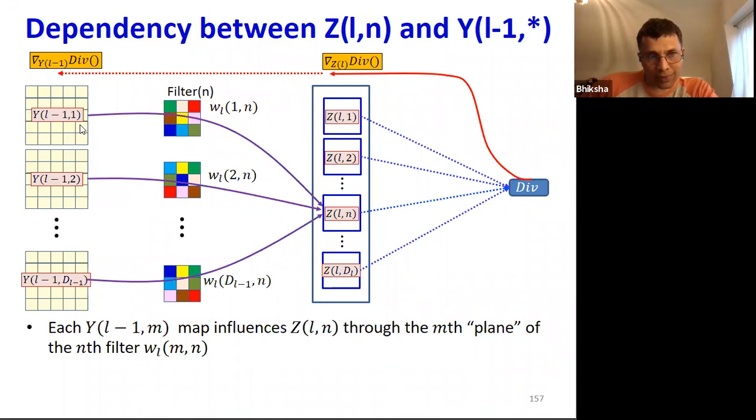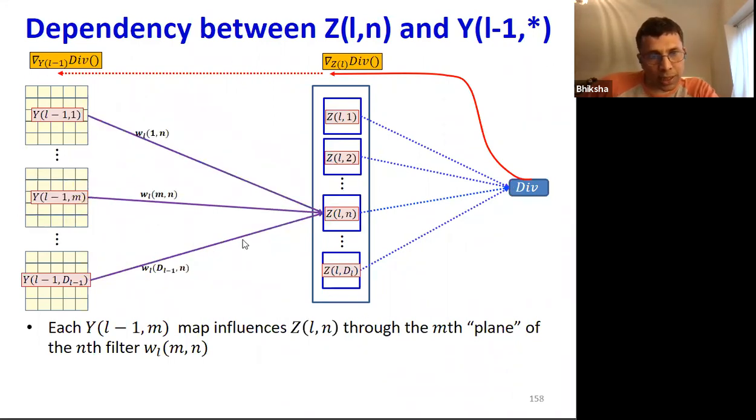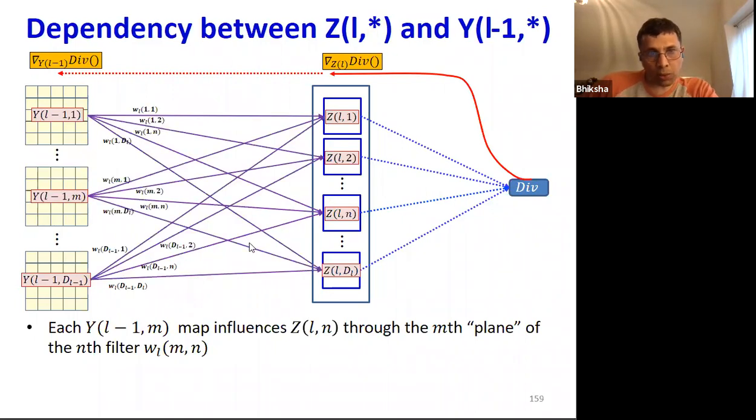So every activation map, the mth activation map, convolves with W_mn to contribute to the nth affine map. And so every activation map influences every affine map, and every one of these affine maps in turn influences the divergence. This is just a linear picture. So going backwards, this means that every activation map in the L-1th layer influences every affine map in the Lth layer, all of which in turn influence the divergence.